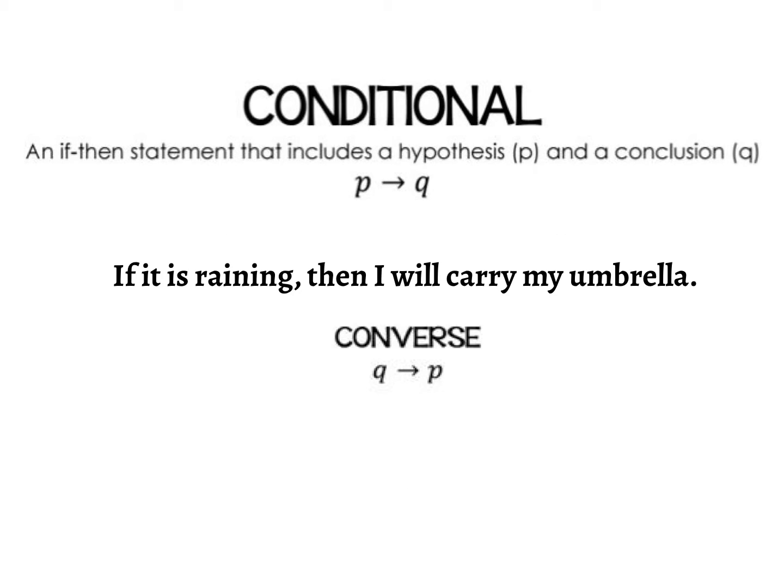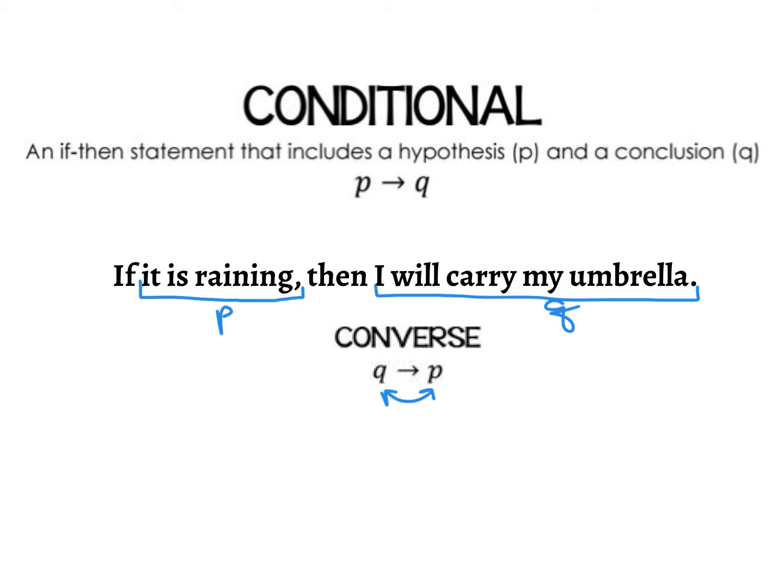So here we have the example that I started off with. If it is raining, then I will carry my umbrella. I like to start by separating these as the letters that I'm interested in. So this is P, and this right here, right after then, is Q. Now, the converse rule says you're going to switch the order of Q and P. So now instead of saying if P then Q, like we do in the original statement, we're going to say if Q, then P.